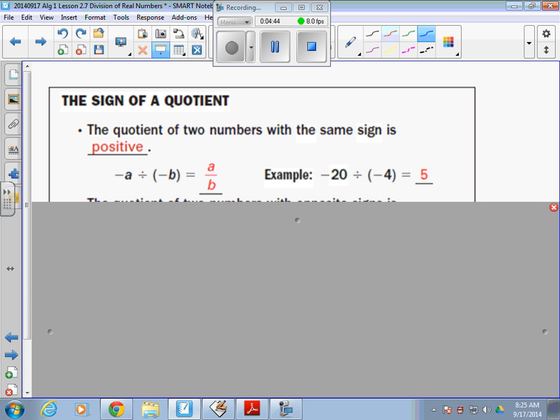The sign of a quotient: the quotient of two numbers with the same sign is positive, okay?